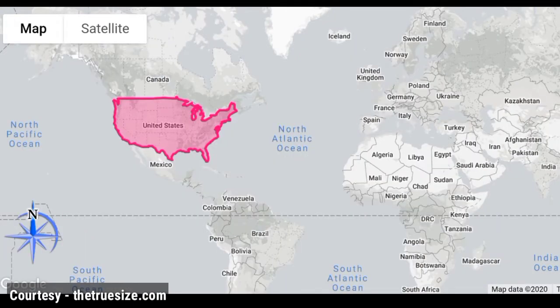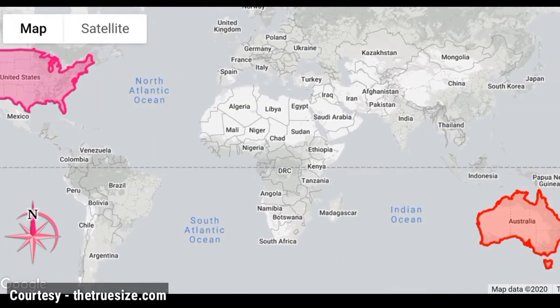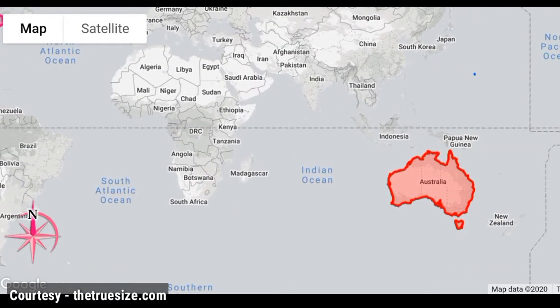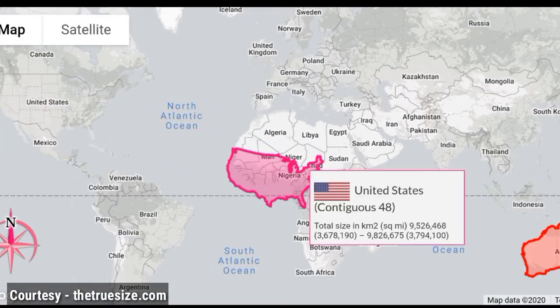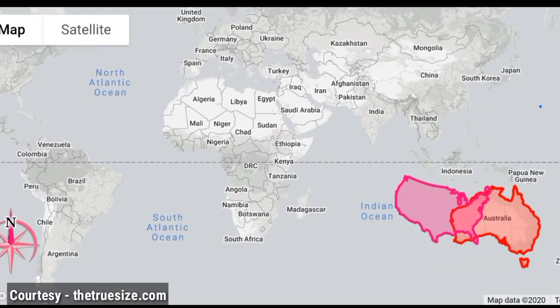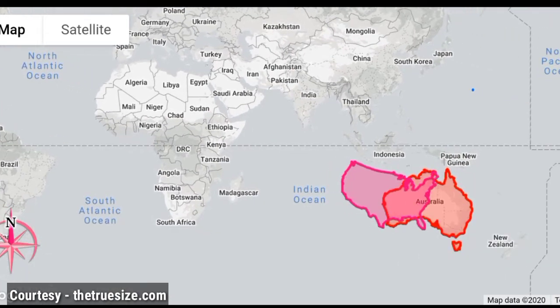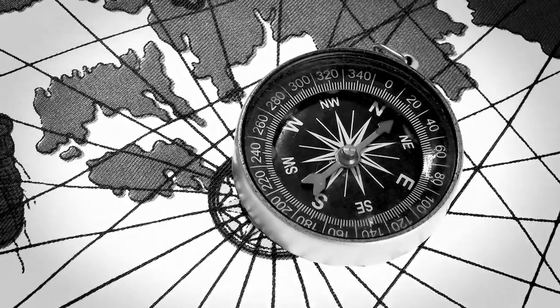Similarly, let's take the example of the contiguous United States. Even though having a size of 8,080,464 square kilometers, if we place the US next to Australia, with a size of 7.692 million square kilometers, and near the equator, the country looks unbelievably small, almost the same as Australia. To make things clearer and a little more fun, let us see a few more examples.